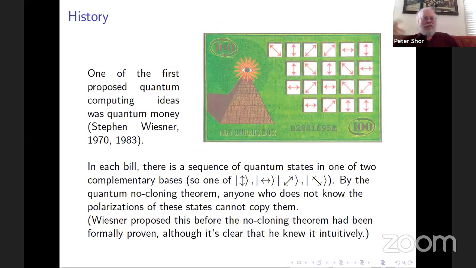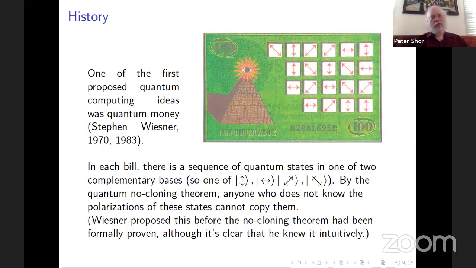So, history. This is Wiesner's scheme. In Wiesner's scheme, you put a sequence of quantum states in one of 4 polarizations, say vertical, horizontal, right diagonal, left diagonal, on the bill. Anybody who does not know the polarization of these states cannot copy them by the no cloning theorem in quantum mechanics. And so it's secure.